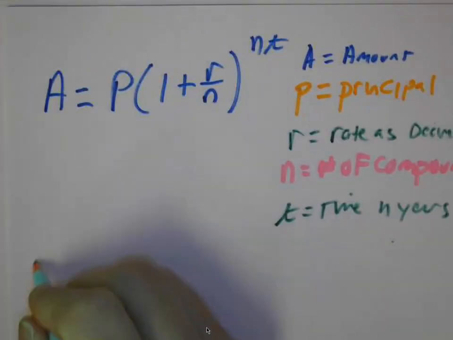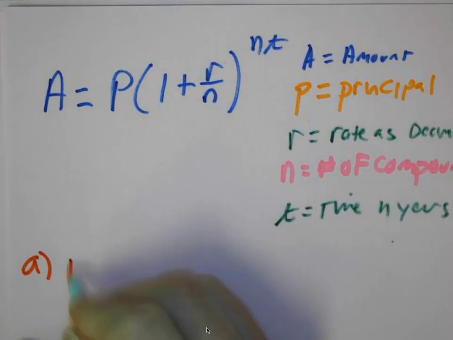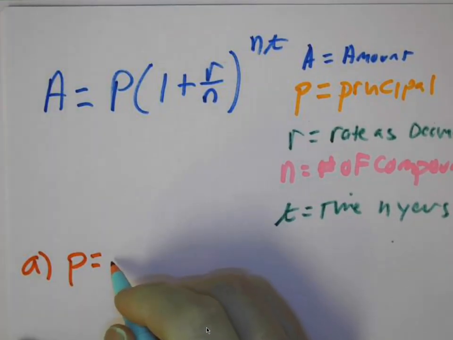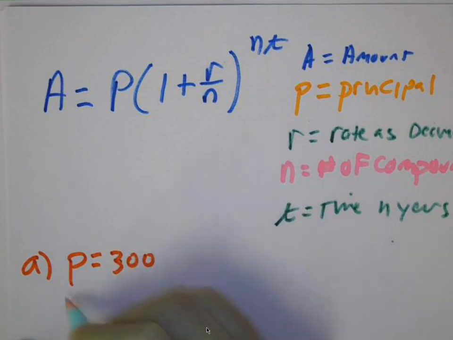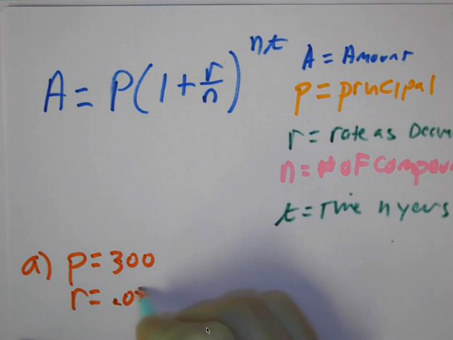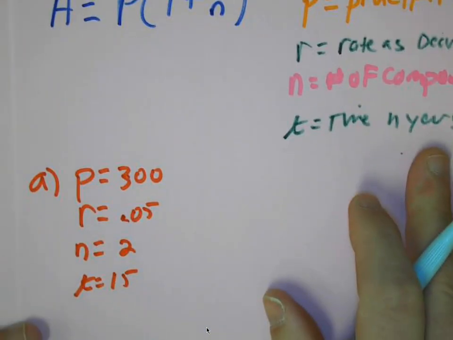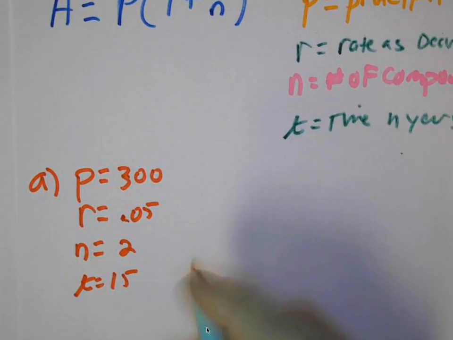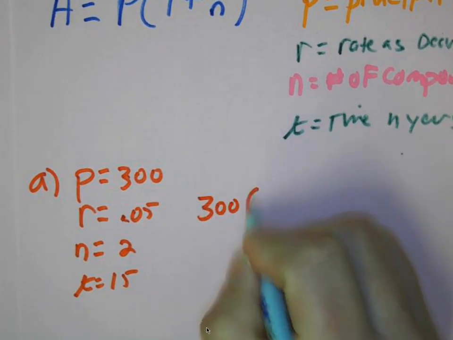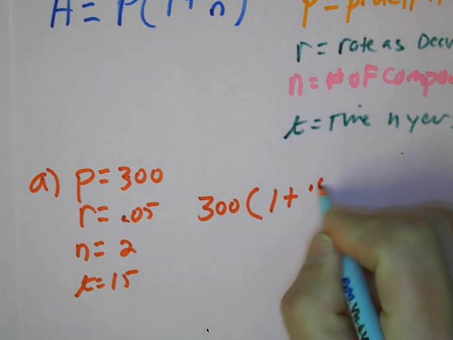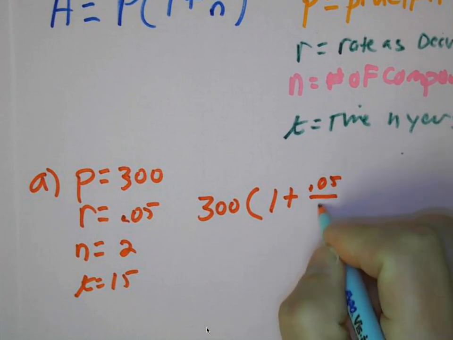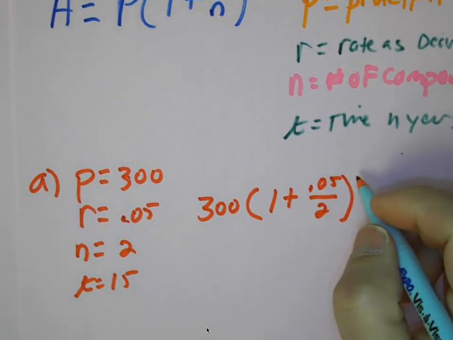So for the first one, for A, here's the thing. Principal is going to be 300. The rate is going to be 0.05 because it's a decimal. The number of compoundings, since it's semi-annually, is going to be 2. And the time is 15 years. So how do you do this? You plug in 300 times 1 plus the interest rate divided by 2, taken to the 2 times 15.